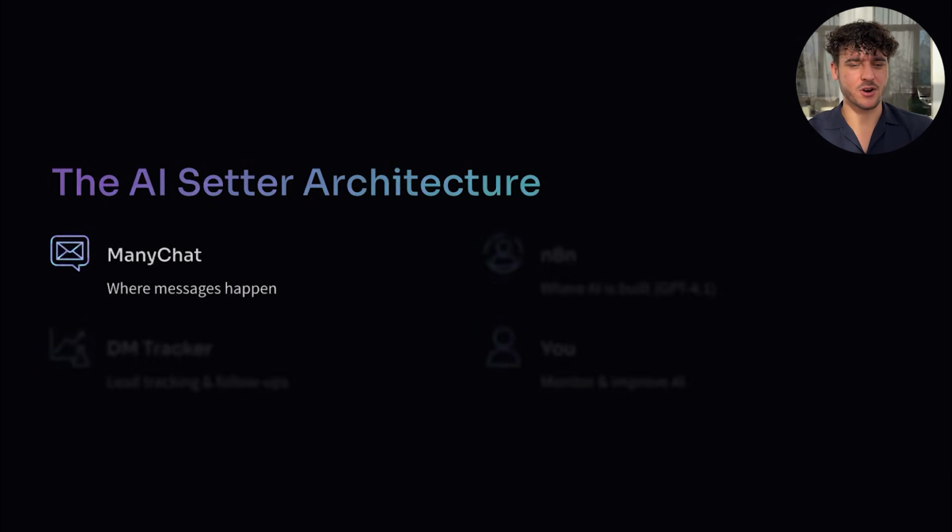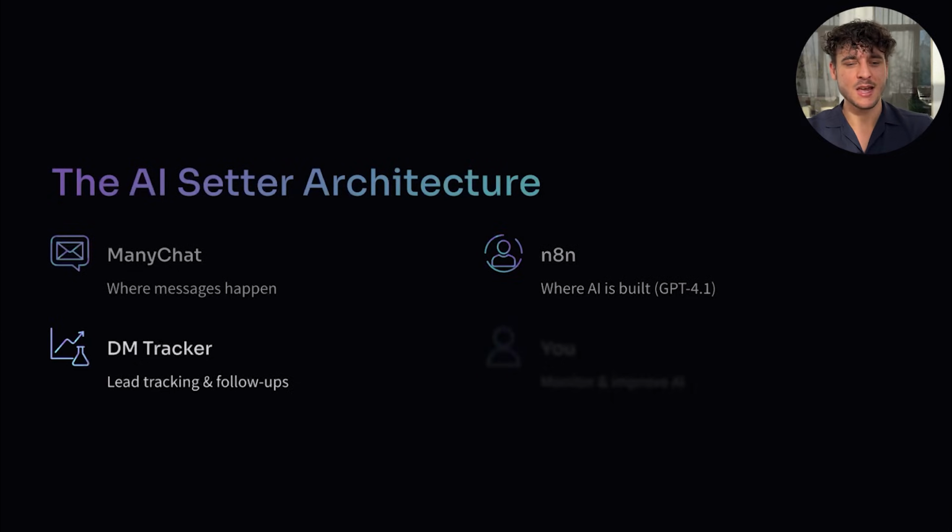Now, the AI setter architecture includes Manychat. This is where messages are received and sent. N8N is where the AI is built. We use GPT 4.1, and I have the entire template coming for you for free. We use the M tracker for the lead tracking and tracking the follow-ups. And most importantly, we have you, who is going to build, monitor, and improve the AI over time.